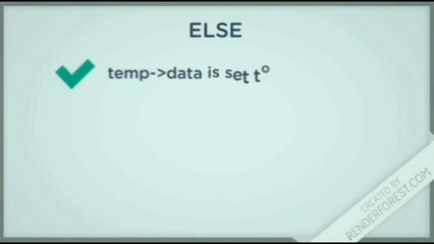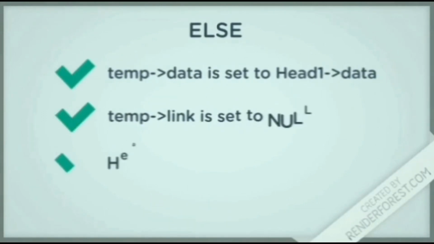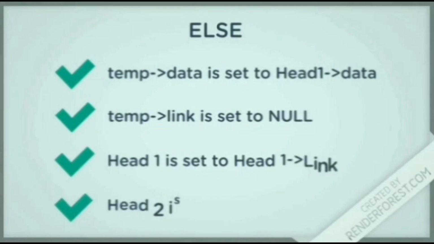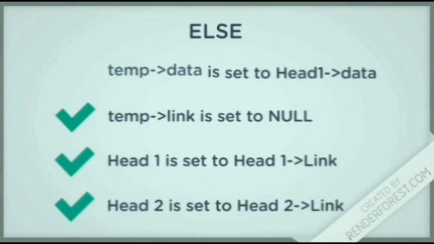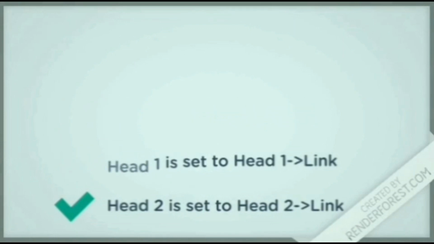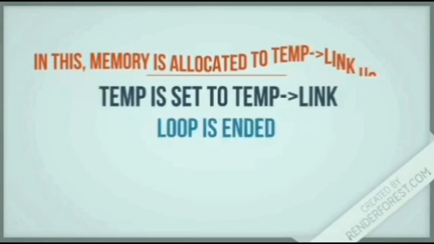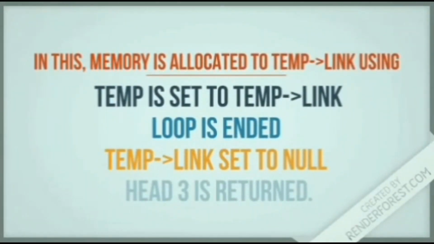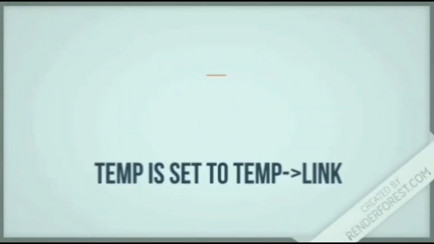Else, temp of data is set to head 1 of data, temp of link is set to null, head 1 is set to head 1 of link, and head 2 is set to head 2 of link. Now, temp of link is allocated memory using malloc, temp is set to temp link, the loop is ended, temp link is set to null, and head 3 is returned.